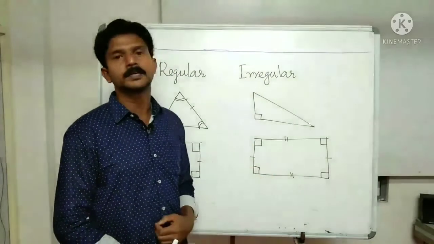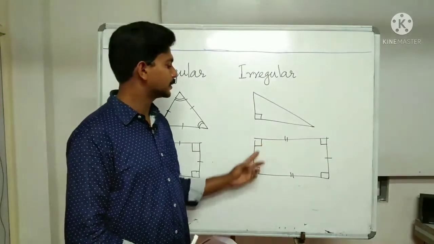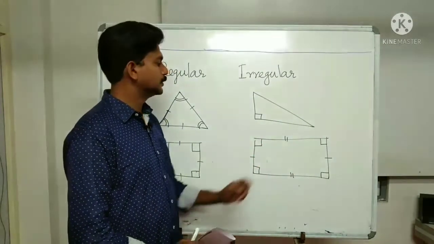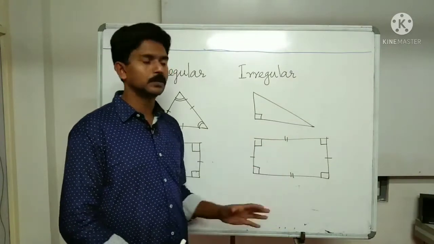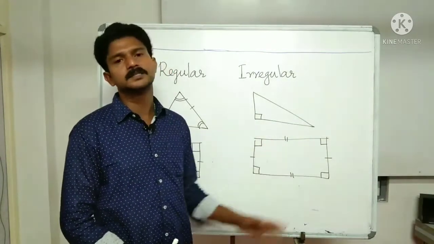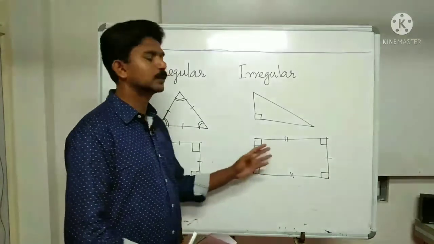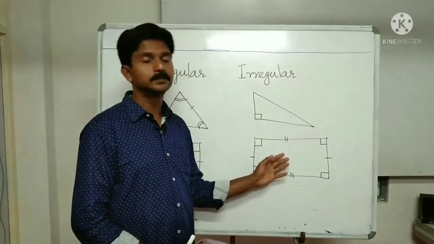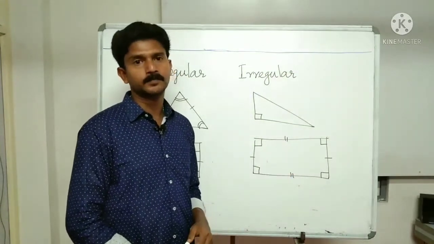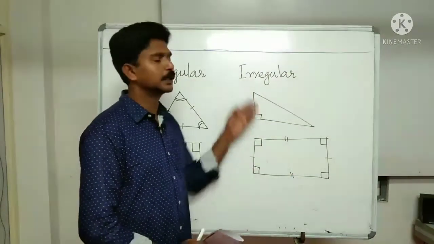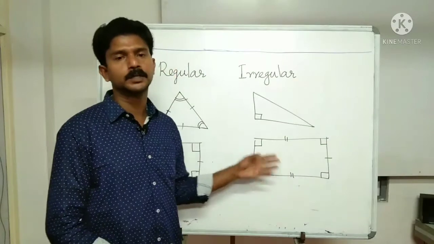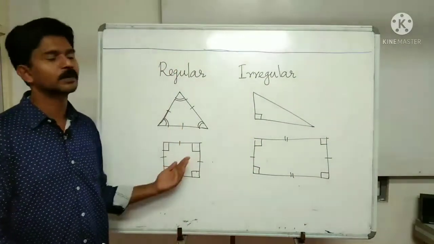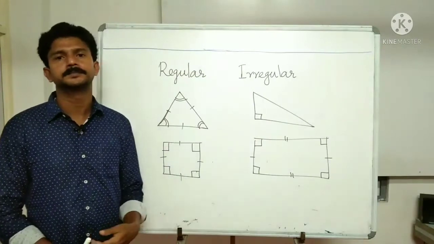We can take this rectangle. Though the angles are equal, it is equiangular, the opposite sides are equal but all four sides are not equal, so it is not equilateral. So it is equiangular but not equilateral. So we can say it is an irregular polygon, this type of irregular polygon. Hope you understood what is meant by regular and irregular.